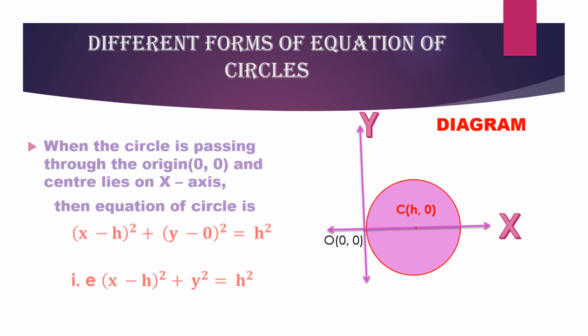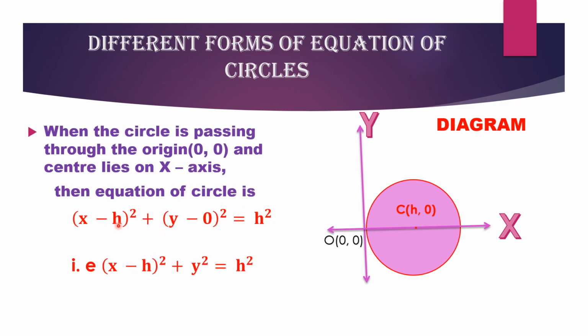Then the equation of circle is (x − h)² + (y − 0)² = h². Here the radius of the circle equals h, because we find the radius of the circle as the distance between the center and origin. It will always equal h. This is the form of this circle.